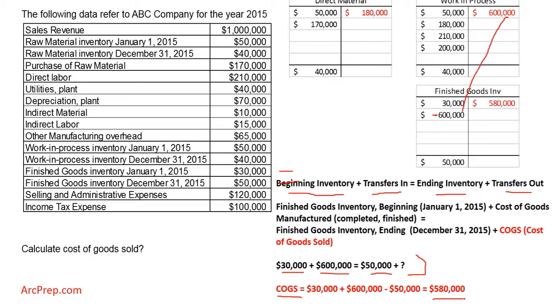$580,000. With these first five questions, the idea was to see how the flow goes from direct material, direct labor, and manufacturing overhead to work in process, how work in process flows into finished goods inventory, and how we calculate cost of goods sold, cost of goods manufactured, and total manufacturing cost.